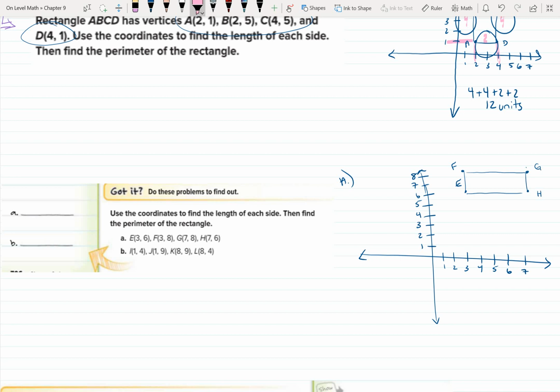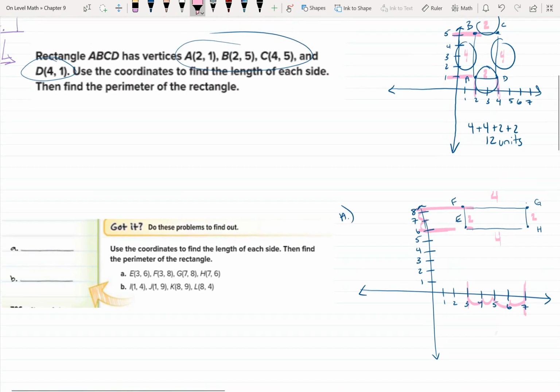Alrighty, so now we need to find the dimensions. So I'm going to start with the longer side. We started at 3, we went to 7. So 1, 2, 3, 4, right? So 3 to 7 is 4 units. Okay, 6 to 8, because that's where that E is, that's where that F is, so 1, 2. We know this side is 2, which means we also know this side is 2 and this side is 4. So we just found the dimensions. That's awesome.